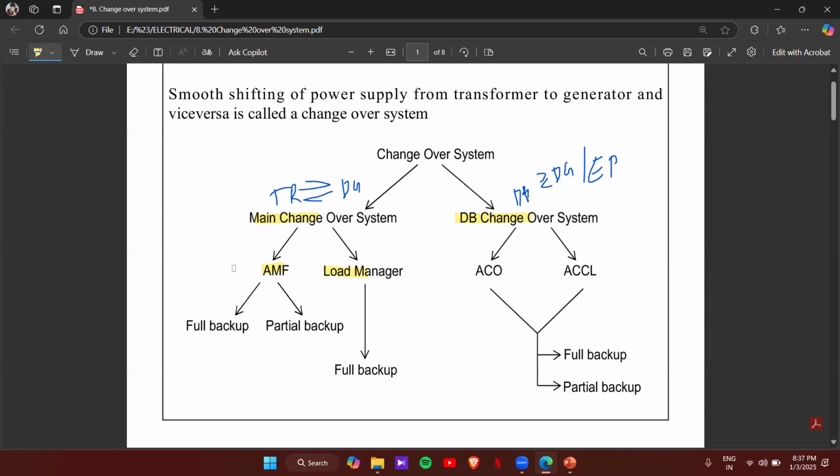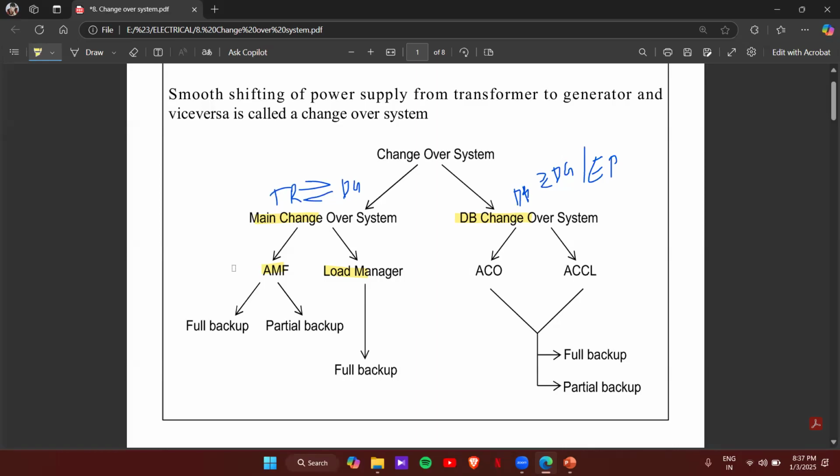The difference is, AMF is used if you have a smaller number of connections. That means if you have one DG and one transformer, in that case you'll go for AMF. If your number of connections is more, if you have two transformers and three DG, or three transformers and four DG, in that case you'll go for the load manager system. So that's the difference between AMF and load manager.